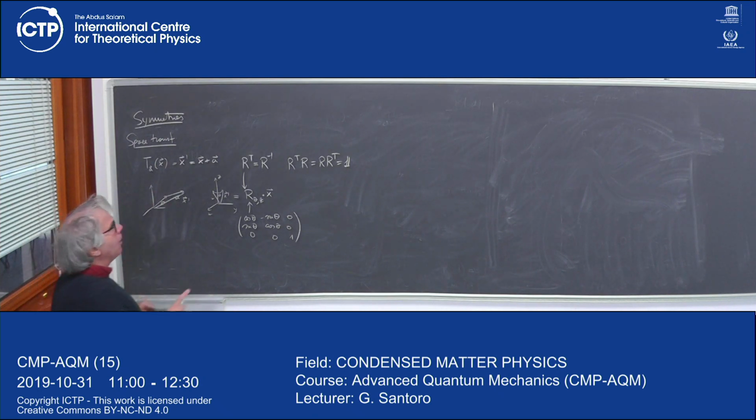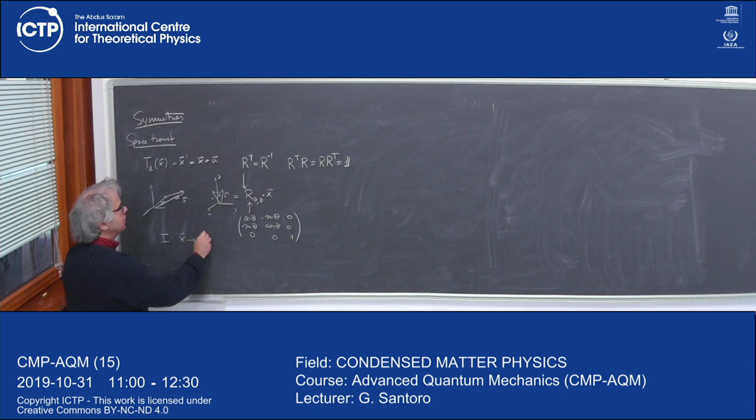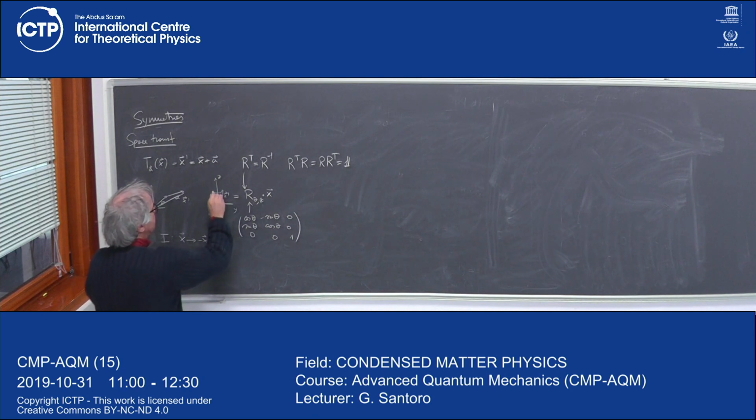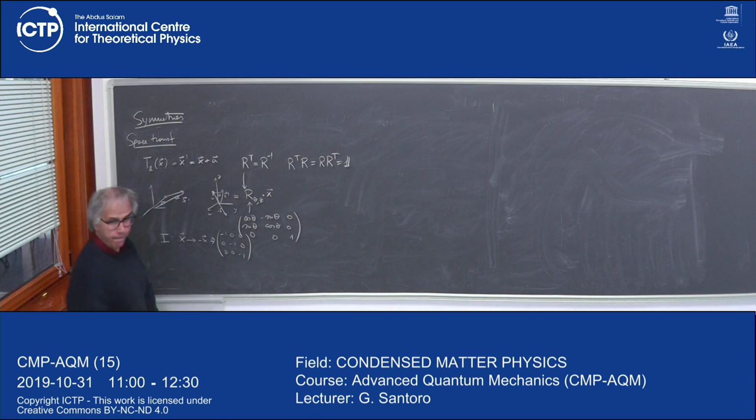All right. Now, there is in fact another transformation of space that is useful. It is called the inversion. Inversion simply sends X into minus X. So in this picture here, I send this into minus X. Obviously, in 3D, the matrix associated to the inversion is minus 1, minus 1, minus 1, with zeros elsewhere. Is it clear? Good.